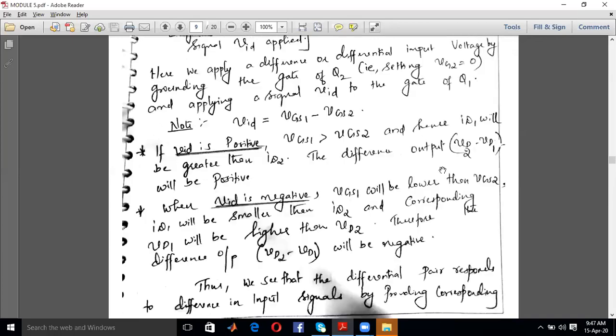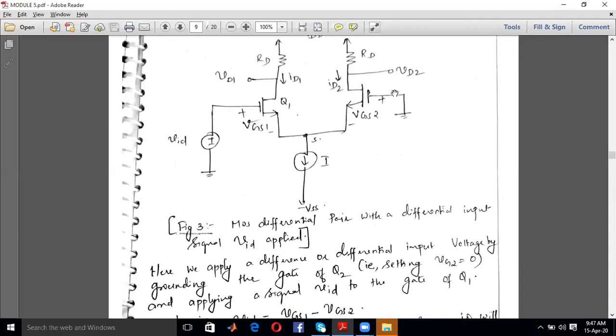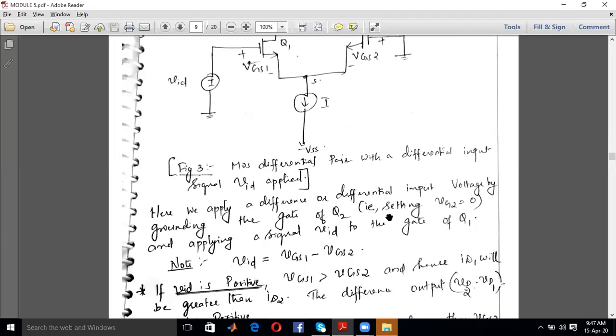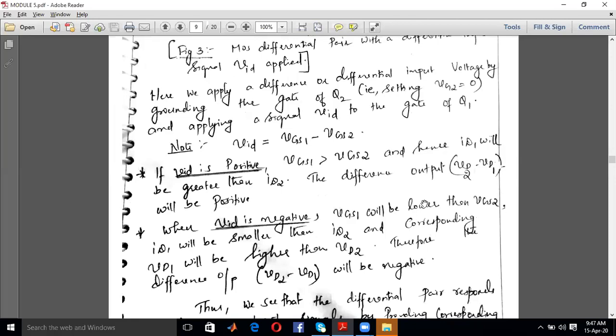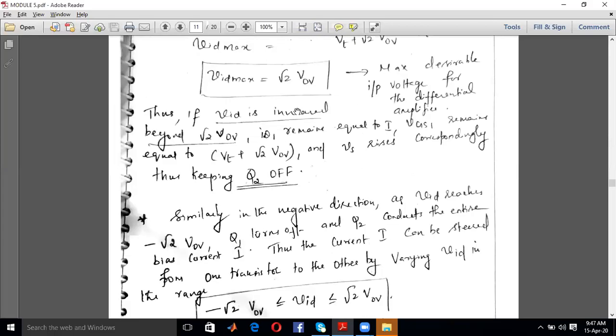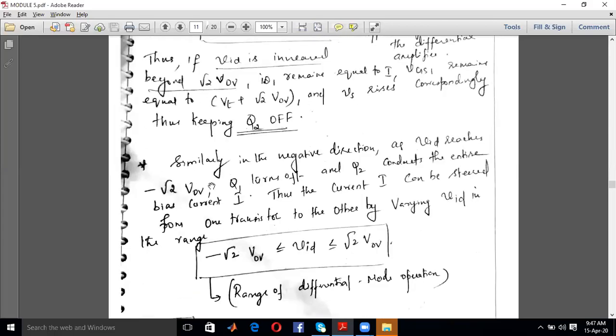next thing what you will do is, VID you will keep negative. VID keeping negative means here you will be applying VID or positive value, here you will be applying 0 value, so that the entire current will be flowing through Q2 and Q1 will be off. So that again you can find in this way itself. So similarly, what you will get is VID will be now minus root 2 VOV.